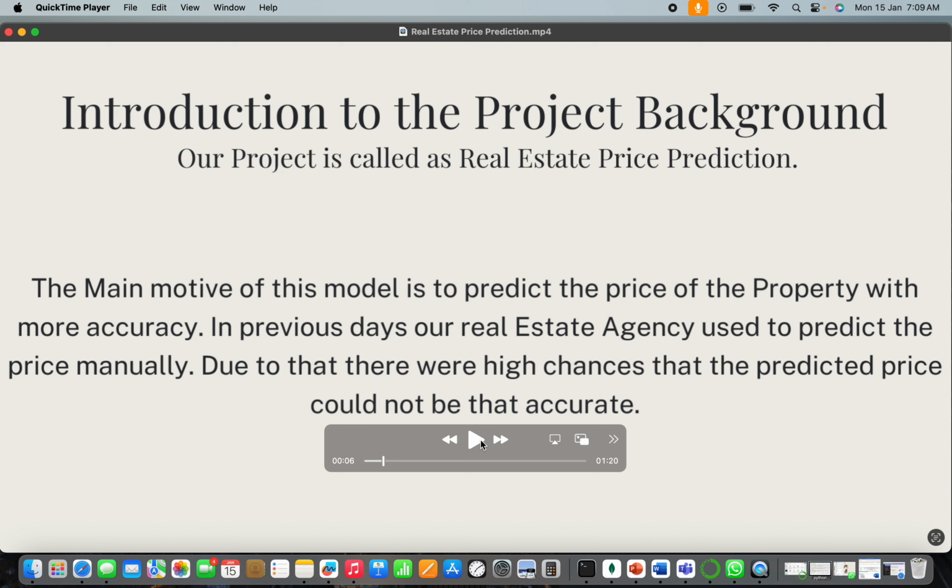So as we all know, in the previous days our real estate agencies used to predict the price manually. So what happens when we predict the price manually? There are high chances that the predicted price could not be that accurate.